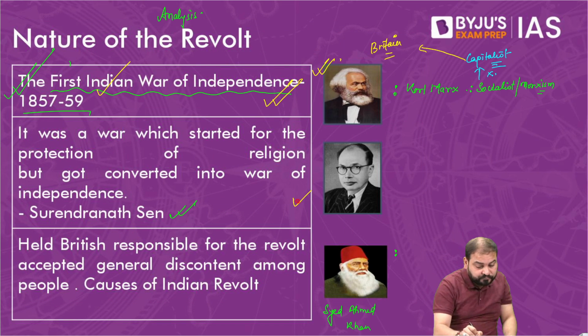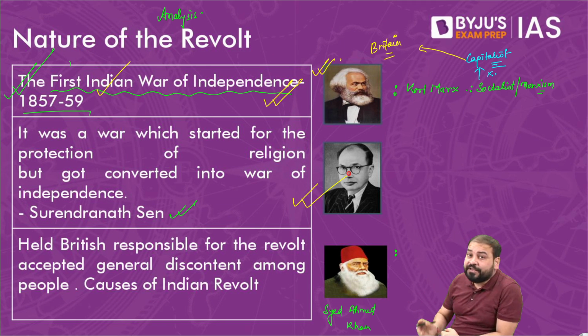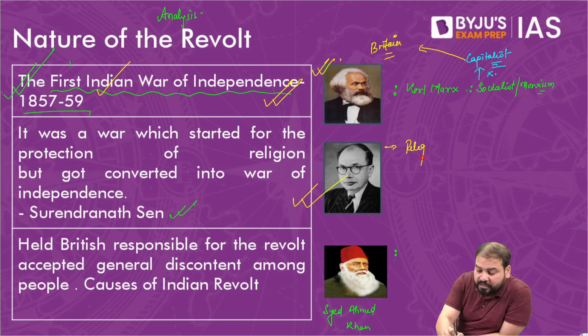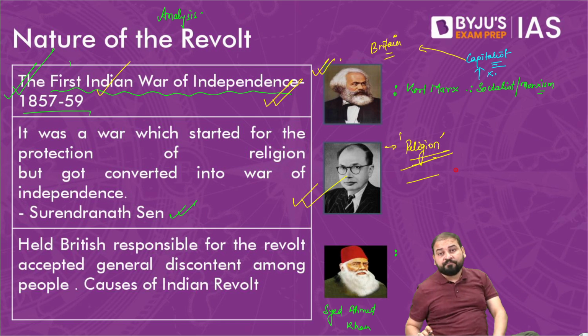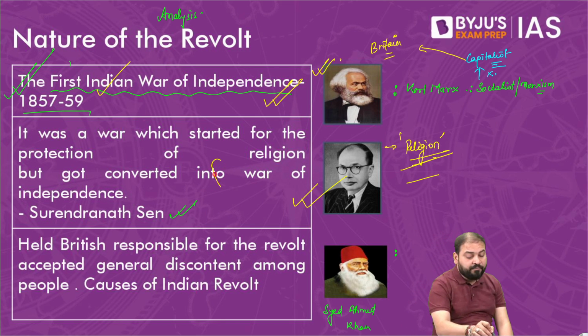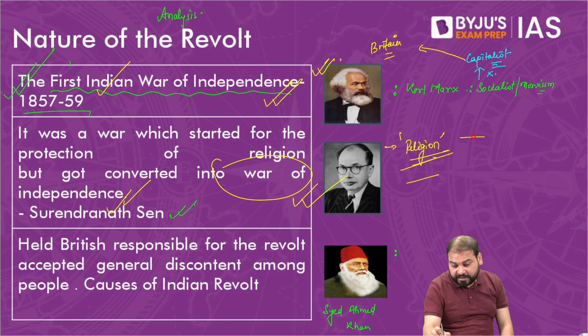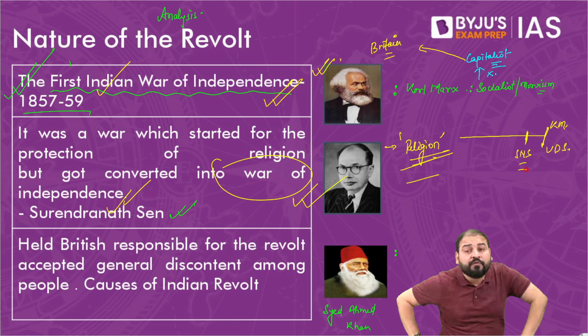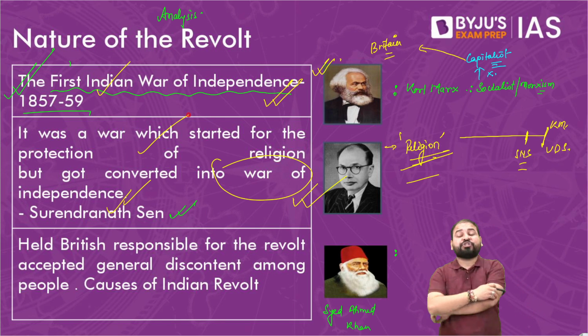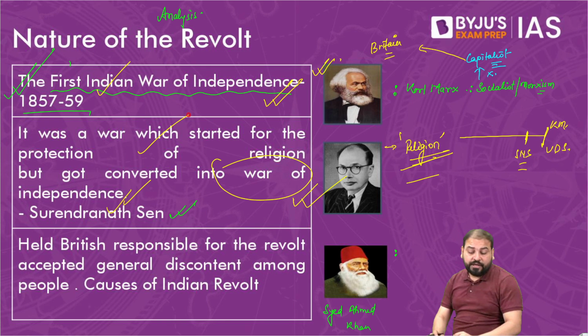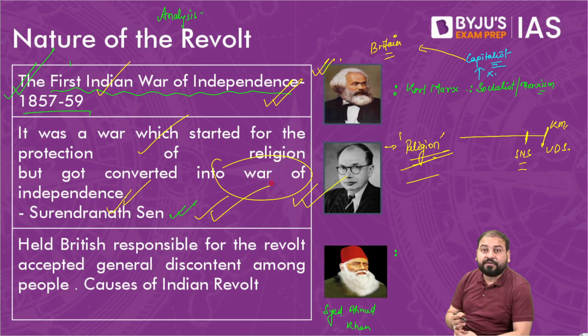All of you, Surendranath Sen says initially this revolt started because people wanted to protect their religion. Same cow and the pig fat theory. But slowly and slowly, it became a war of independence. So if I take a graph like this, Karl Marx and V.D. Savarkar are here. Surendranath Sen will be somewhere here. He's saying this is not a revolt which was for independence from point number 1. Initially, it was about protection of one's religion. But slowly and slowly, it became a war of independence.